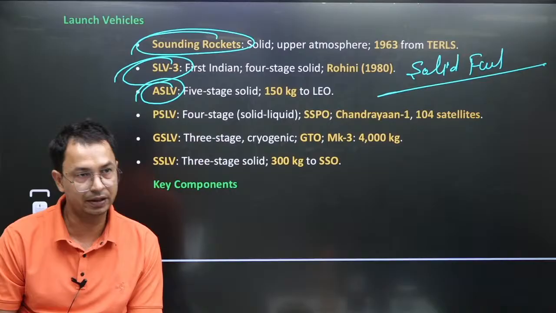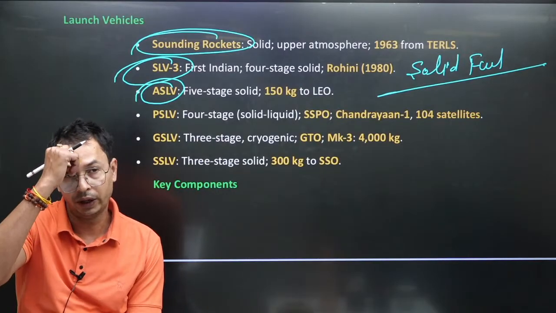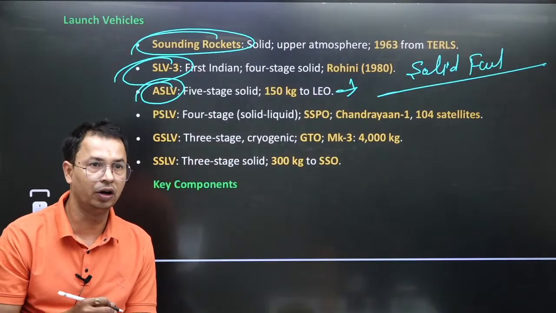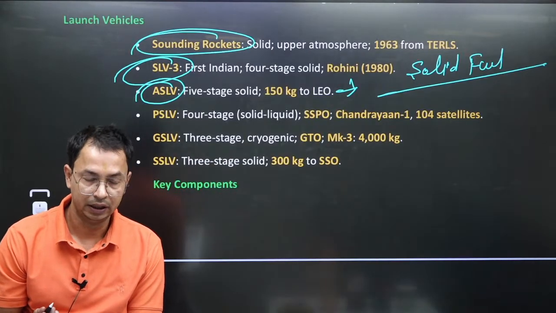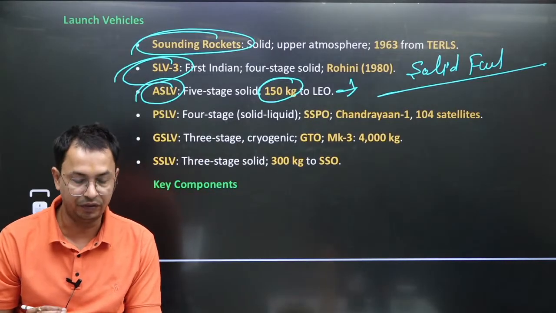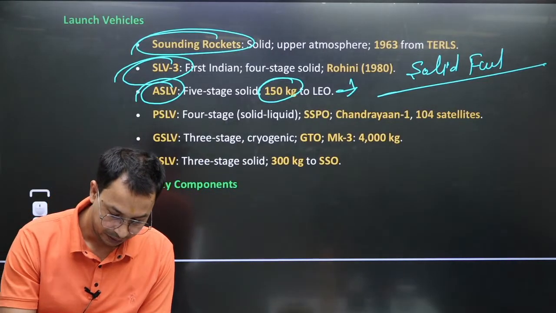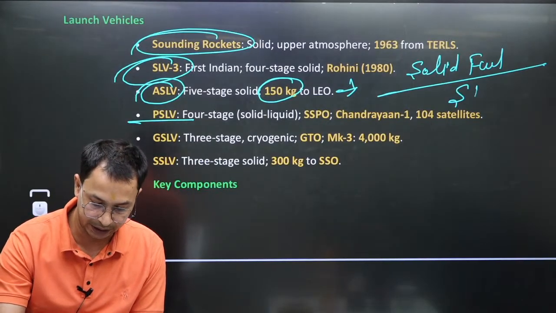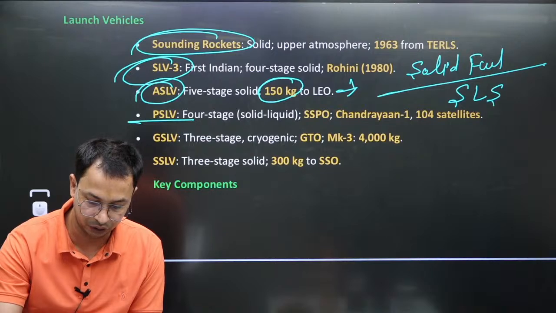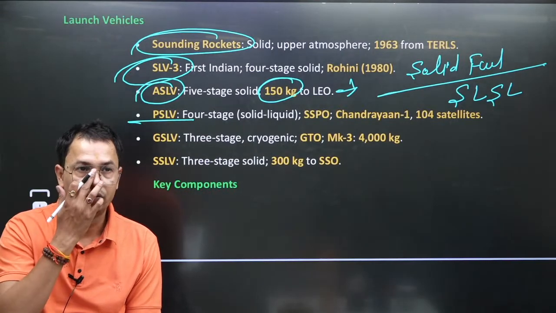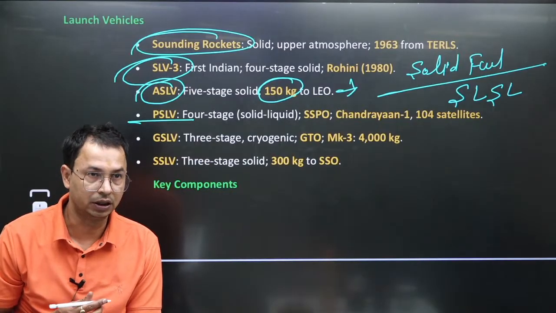Then ASLV, augmented satellite launch vehicle. In the augmented satellite launch vehicle, we have 5 stages, and all 5 stages are solid stages. And here the payload capacity is 150 kgs. Then we have PSLV. Here we have 4 stages. First stage is solid, then second is liquid, then third is solid, then fourth is liquid. Recently we had the launch of PSLV C61, which was not successful.